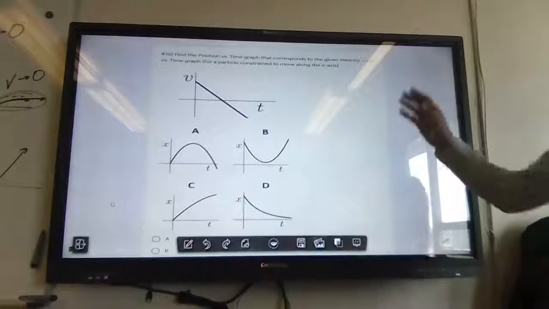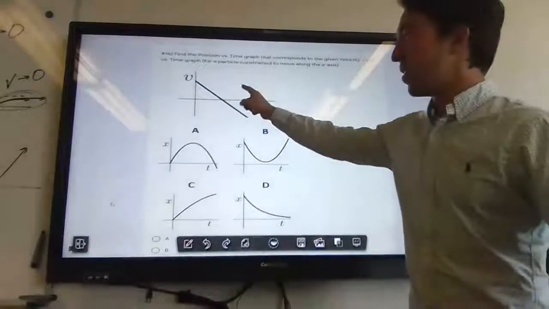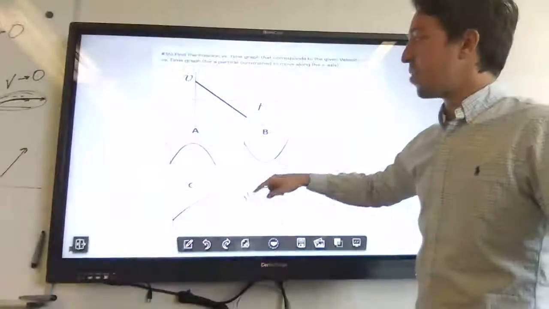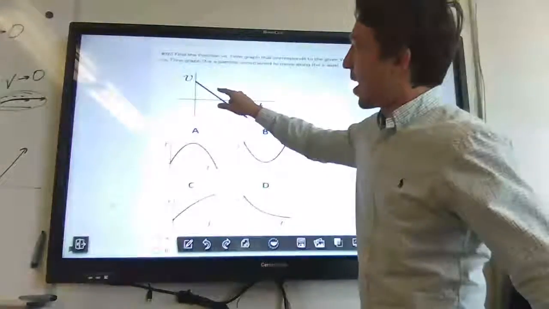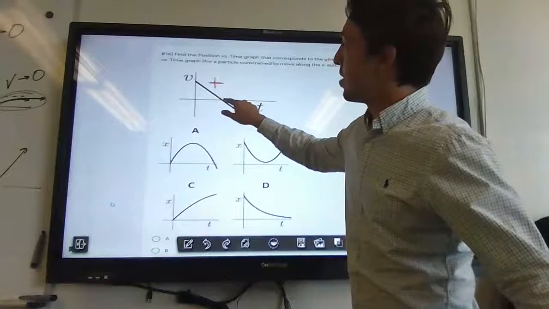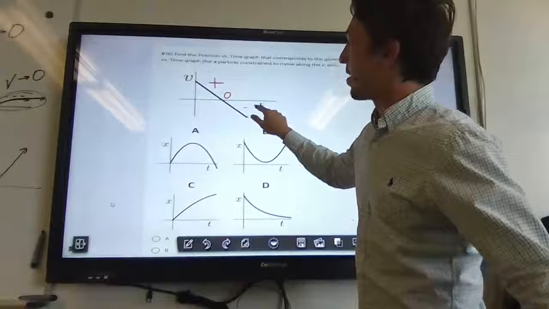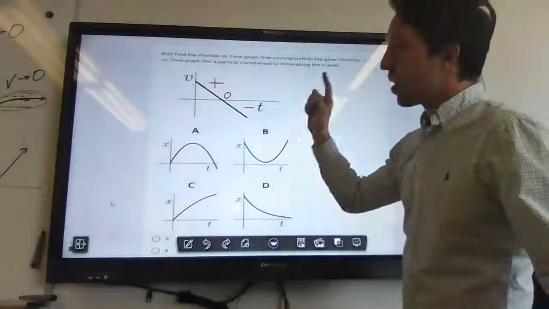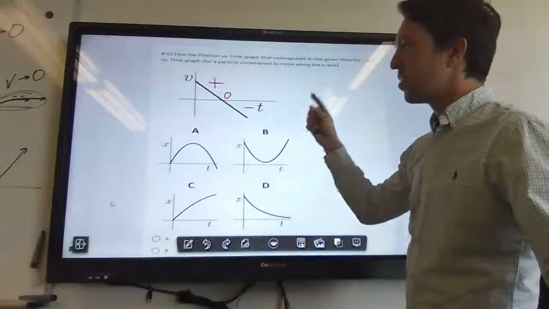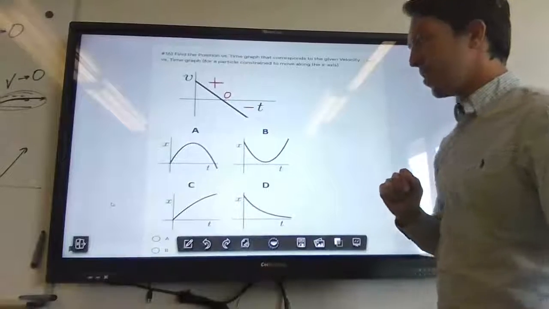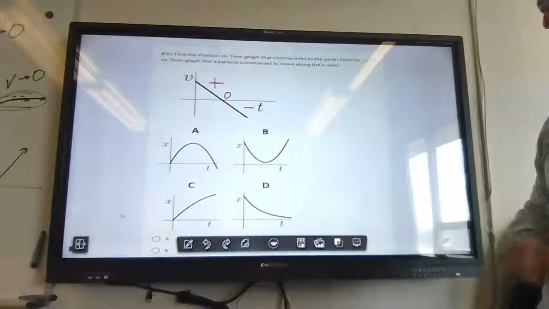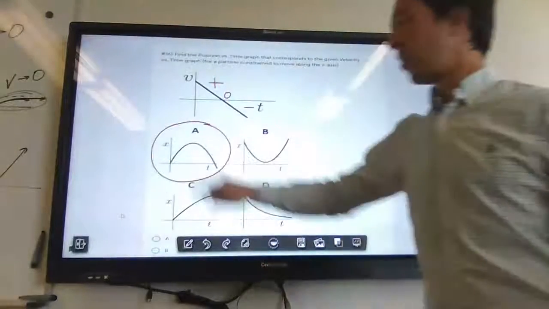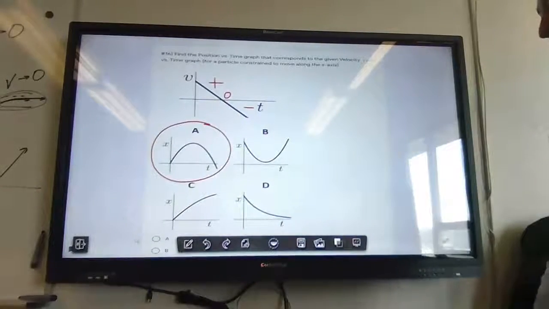So you go, okay, so this graph is the derivative of the answer, right? So this says that I had a positive velocity, then a 0 velocity, and then a negative velocity. So I need to find a graph that goes positive slope, 0 slope, negative slope. Which one does that? Choice A. Are we okay with that? Okay.